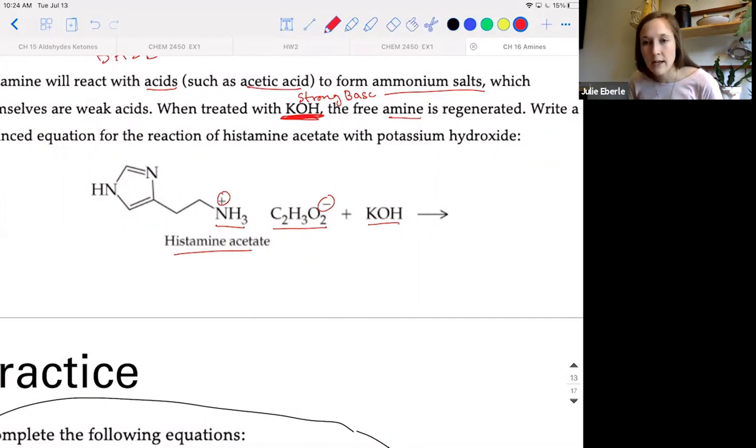Here's potassium hydroxide. I want you to think of this as a double displacement reaction. The cations are going to switch, and the anions are going to switch, kind of, sort of, okay?